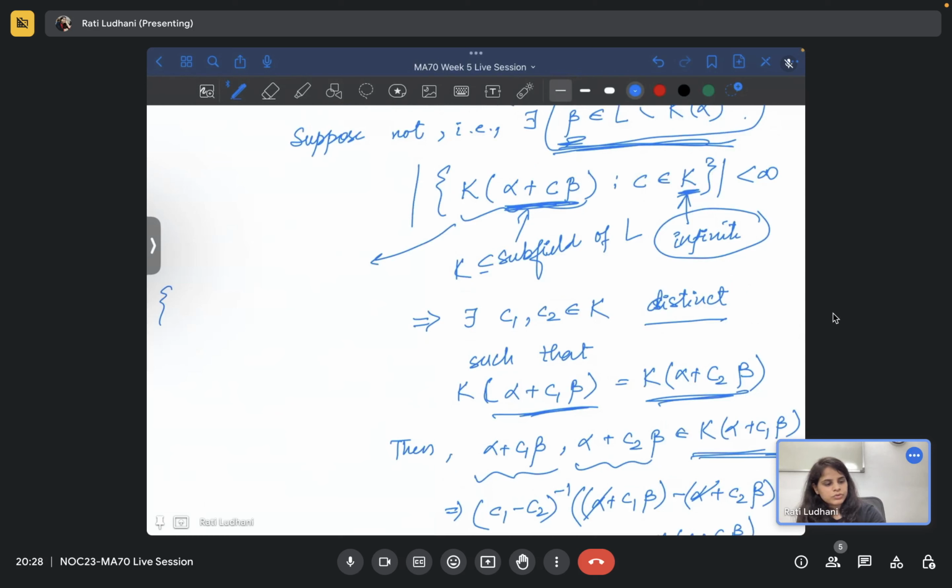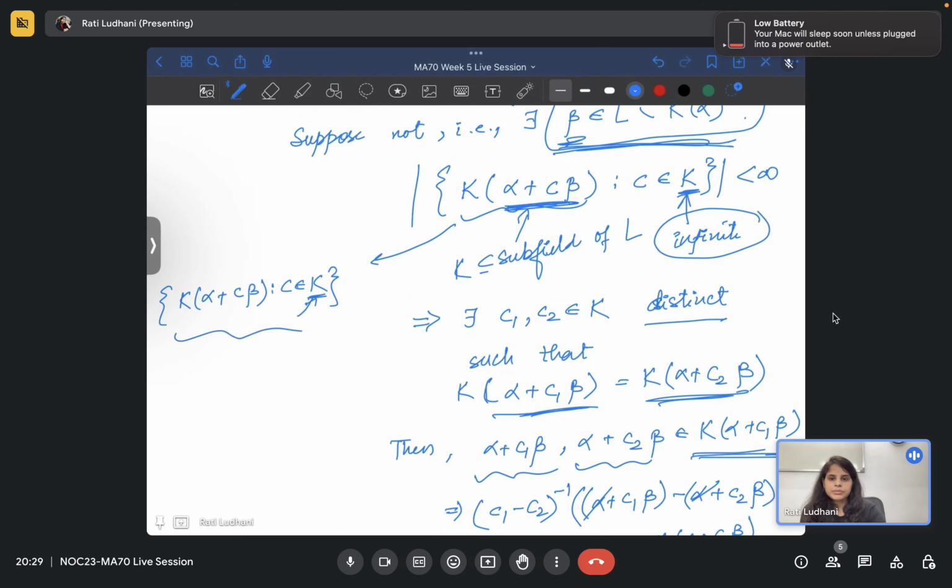What is this set? We are varying C over this field K, and K is infinite, so this will have infinitely many elements in terms of different C. But we cannot have infinitely many subfields, as we are given that it must be finite. So as a set, this should be finite.